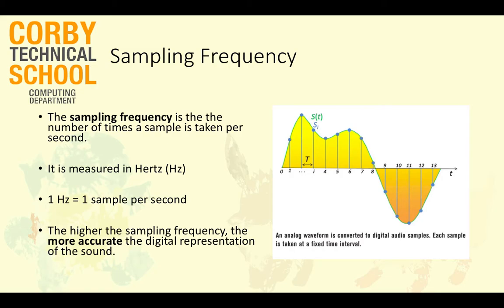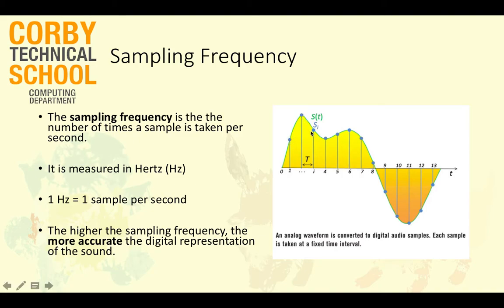We're going to look in a bit more detail at sampling frequency first. This is the number of times a sample is taken every second. It's measured in a value called hertz, and 1 hertz means that we're taking one sample every second. So if we were to record a wave and sample it at 1 hertz, one sample will be taken every second.